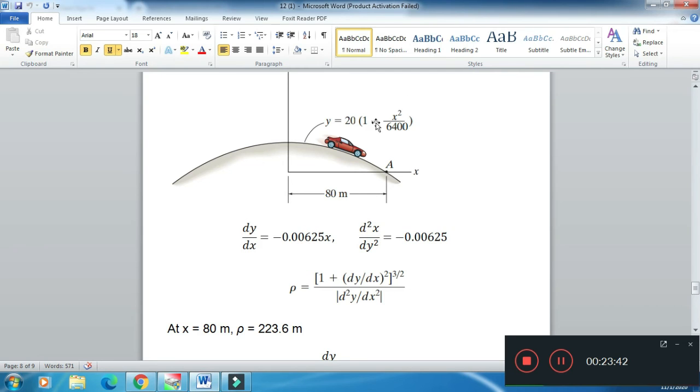So we differentiate this equation of parabola, we will get minus 0.00625x, and when we differentiate second time, we will get minus 0.00625. So we will substitute x equal to 80, and this is constant. We substitute all the values, and we get radius of curvature equal to 223.6. So this is the radius of curvature at the particular point where we have to find the friction force and normal force.